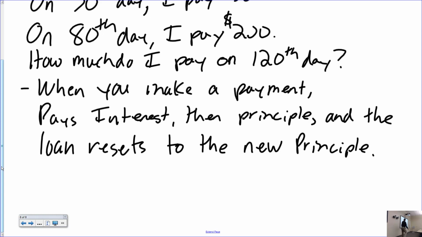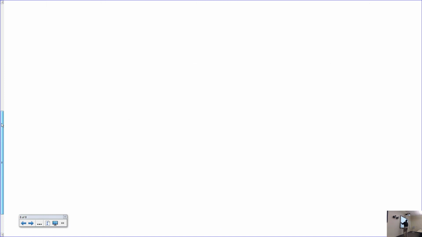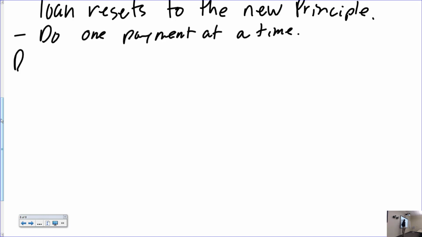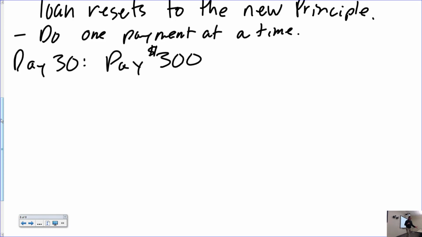So, all right. Here's the key then: when you go to figure out how to do this problem, folks, do it one payment at a time. So on day 30, we pay, was that $300? Okay. So what's that $300 going to pay first? Interest. How much interest do I owe? 12%. How do we calculate interest again? PRT.